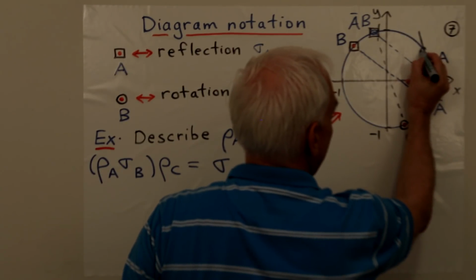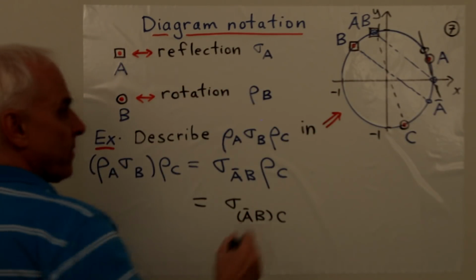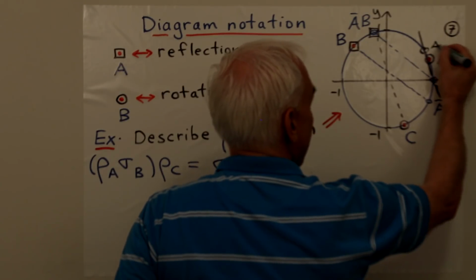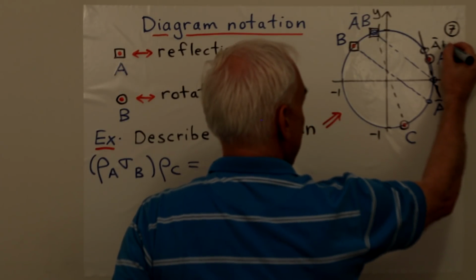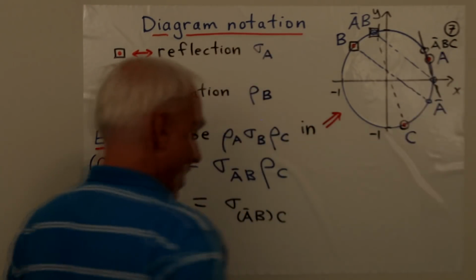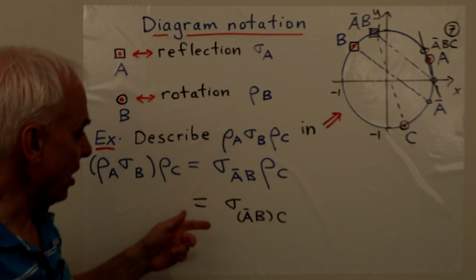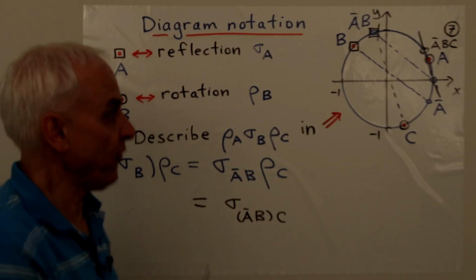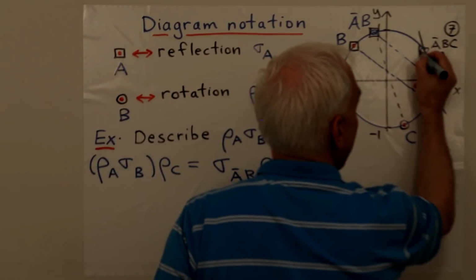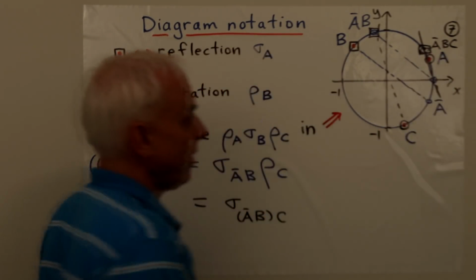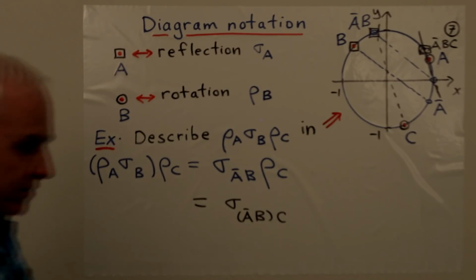And it looks like there's the point A bar B C. We don't actually need brackets because multiplication is associative. And the final result is a reflection there. So there, that's the final result.